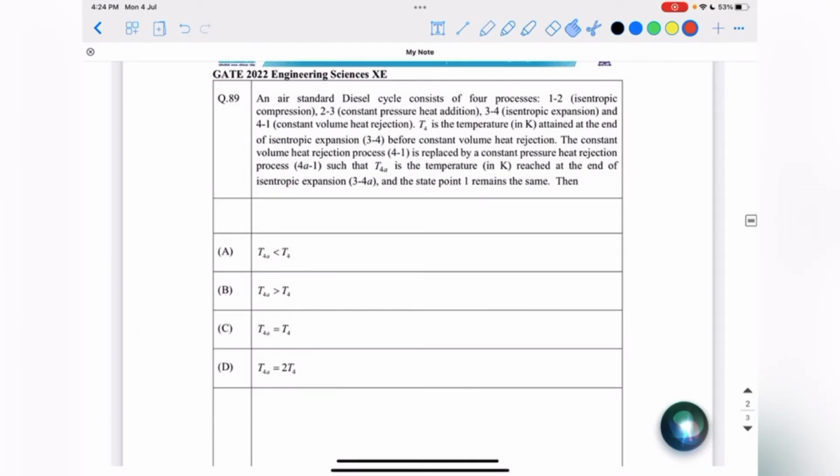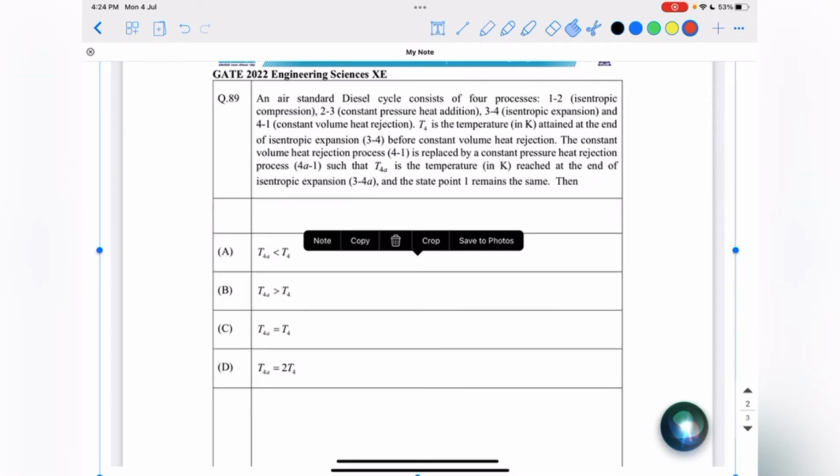So next question, we have an air standard diesel cycle consisting of 4 processes. 1-2 is isentropic compression, followed by 2-3 constant pressure heat addition, followed by 3-4 which is an isentropic expansion, and lastly process 4-1 which is constant volume heat rejection. Now T4 is the temperature attained at the end of isentropic expansion 3-4 before constant volume heat rejection.